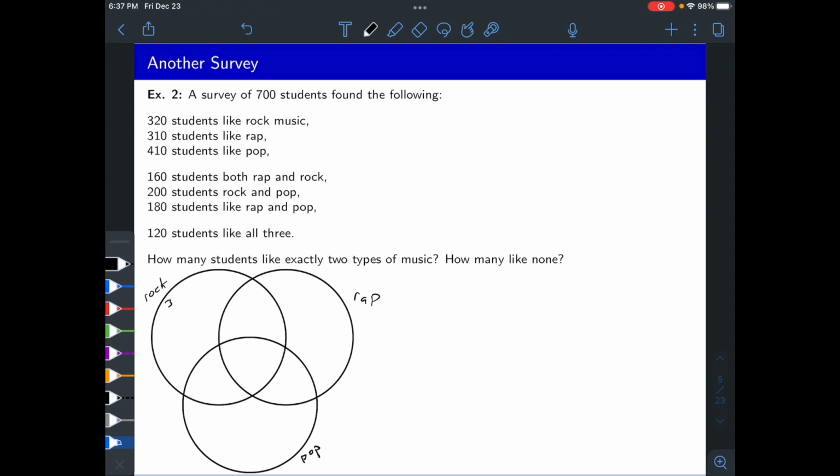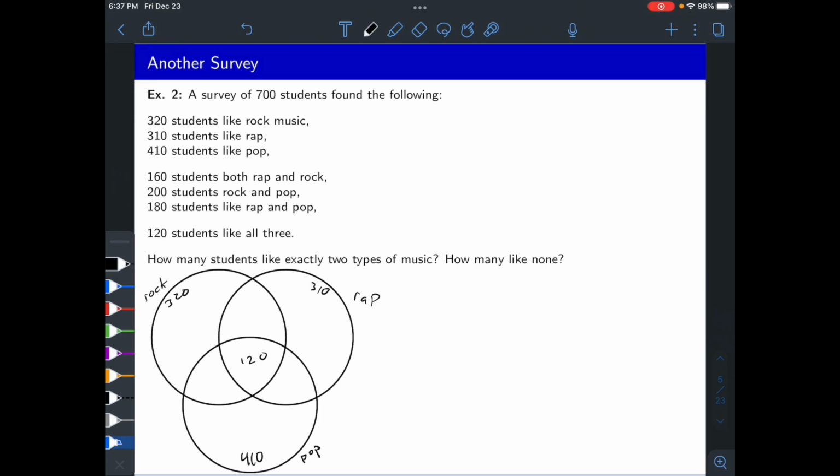Okay, so there are going to be 320 total in the rock bubble. There are going to be 310 total in the rap bubble, and then 410 in the pop bubble. There are 120 students that like all three, so that's going to be the very middle there.